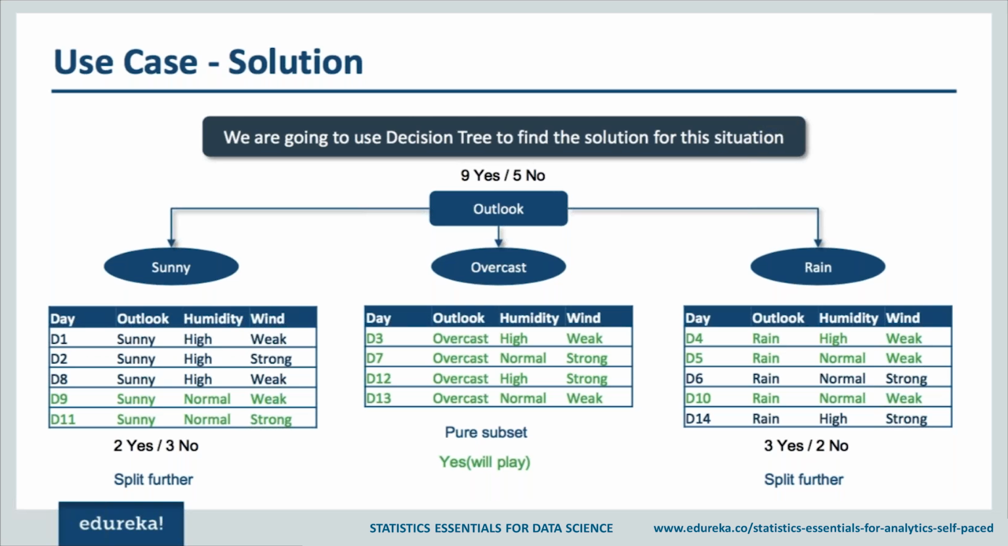Similarly, if you take the rain, the same problem is there as well, with 3 yes and 2 no. But if you take the overcast, it is completely pure data. When I say completely pure data, that means there is no chance of confusion here, and you can blindly go and say, okay, the play will happen. That kind of data is called pure data.